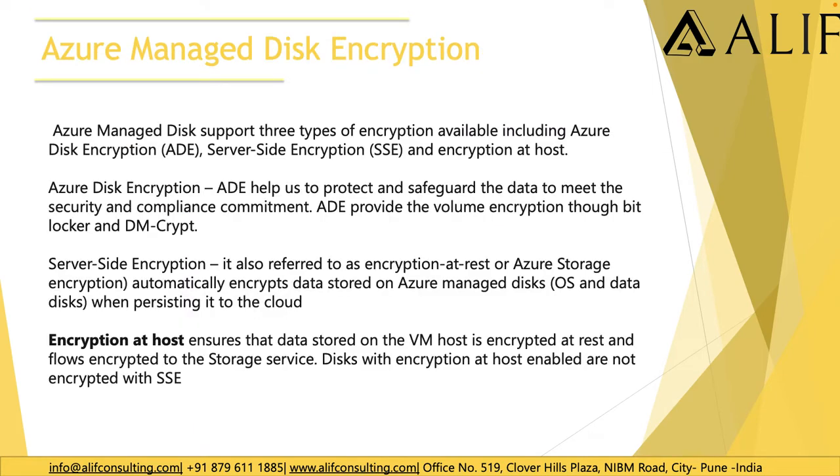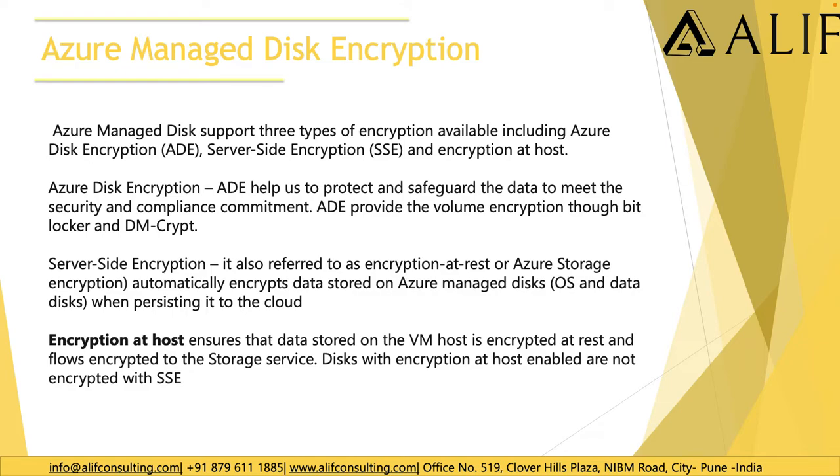Now with disk encryption, we have three types of disk encryption for the Azure Managed Disk. First is the Azure Disk Encryption, the second one is server-side encryption, and the third one is encryption at the host. Azure Disk Encryption is basically a feature which we can use to encrypt the disks. For Windows, it uses BitLocker, and for Linux VMs, it uses dm-crypt, which is one of the Linux options available to encrypt the VMs.